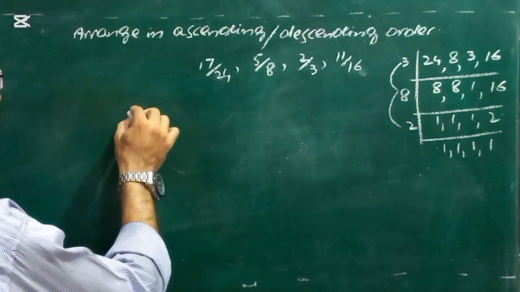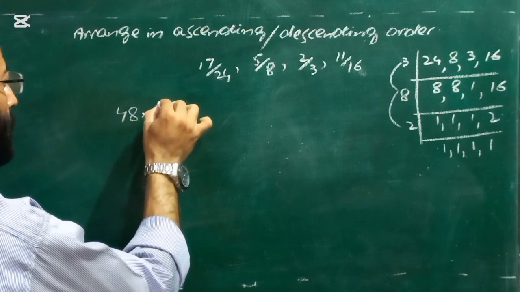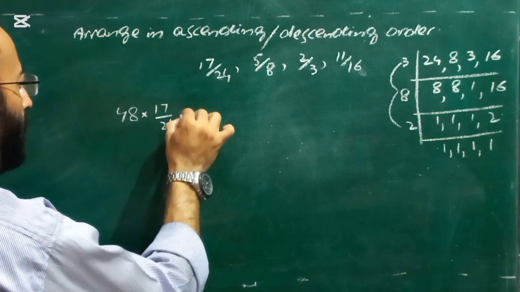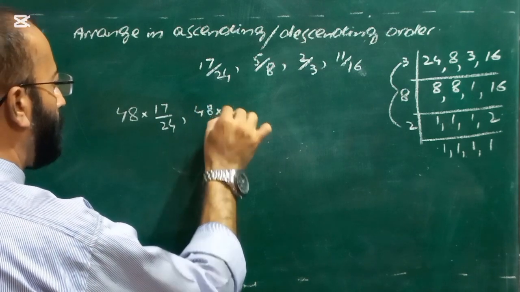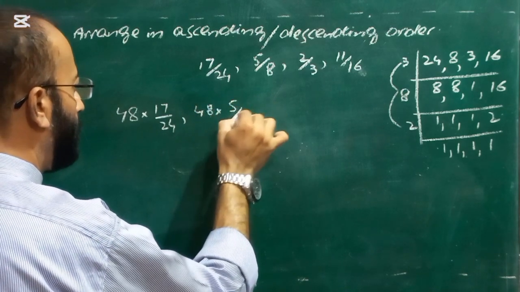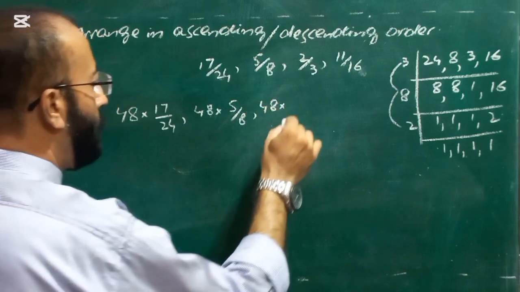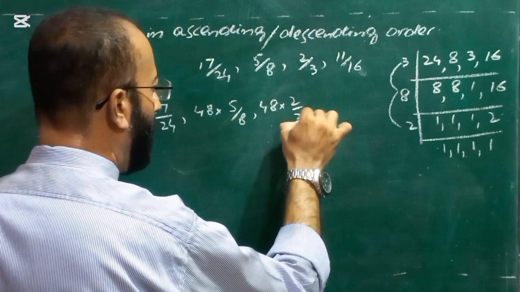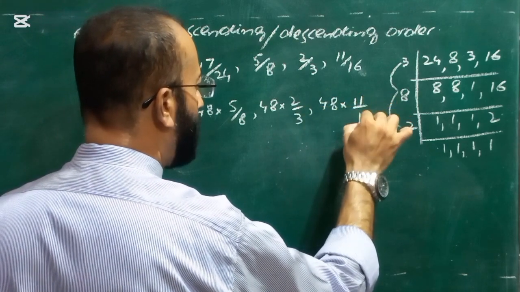So now we will multiply 48 with every fraction. So look now, 48 into 17 by 24, 48 into 5 by 8, 48 into 2 by 3, and finally 48 into 11 by 16.